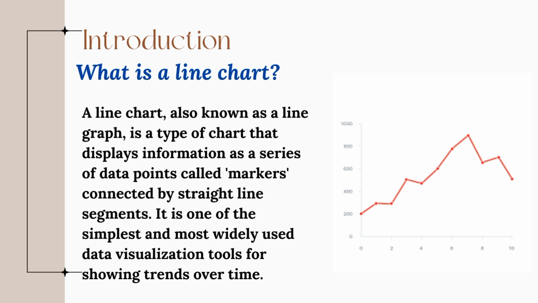Let's see the definition. A line chart, also known as a line graph, is a type of chart that displays information as a series of data points called markers connected by straight line segments. It is one of the simplest and most widely used data visualization tools for showing trends over time. A line chart is like a line plot or line graph, using points connected by line segments from left to right.